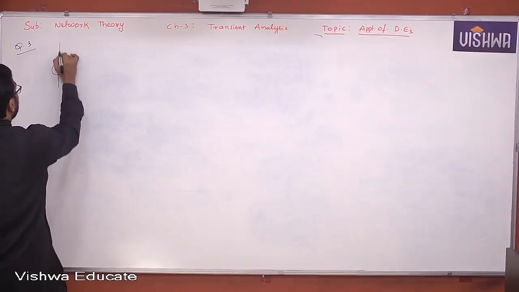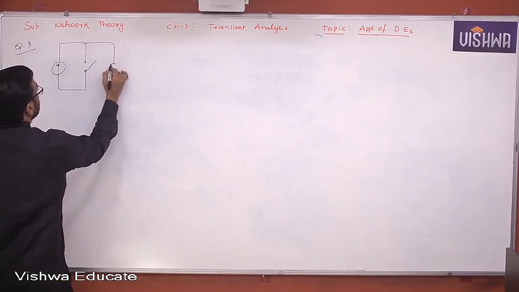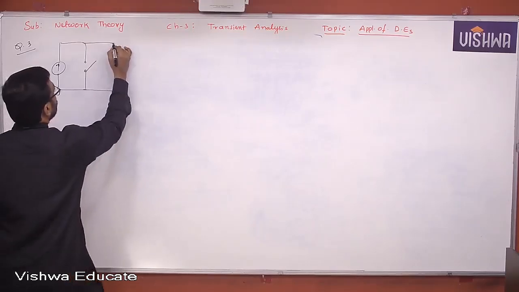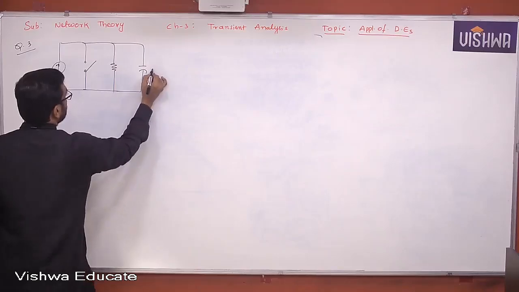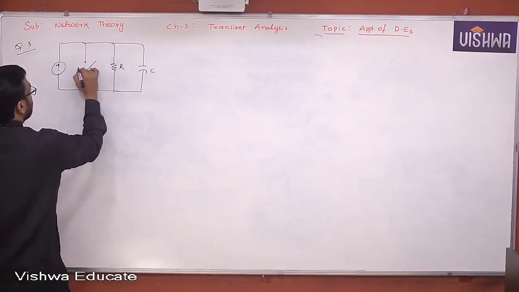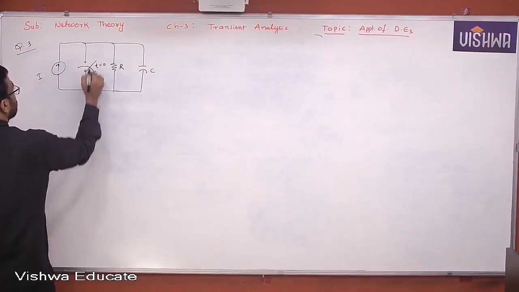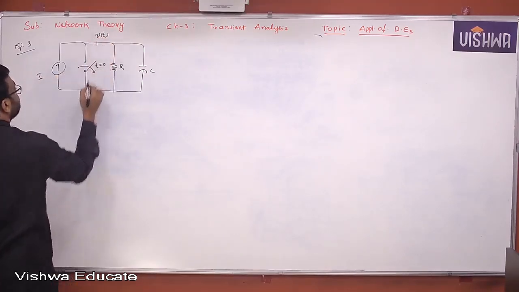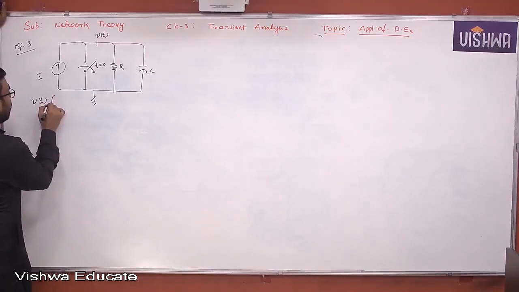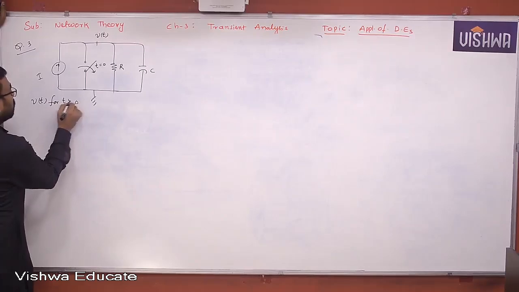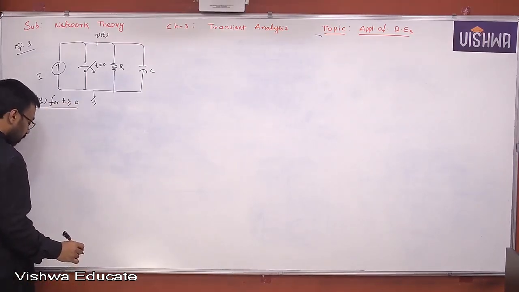Now let's consider the parallel circuit. Let me take the capacitor. This is R, and I'm opening the switch at t equal to 0. Current source I is considered, and the voltage is V of t. The question is, find V of t for t greater than or equal to 0.